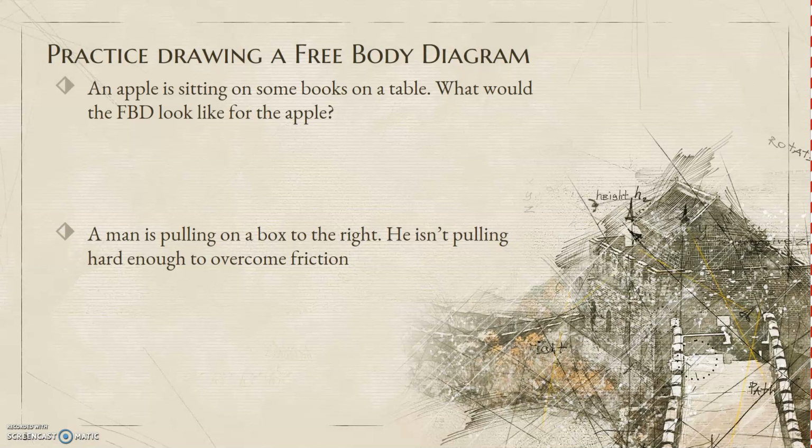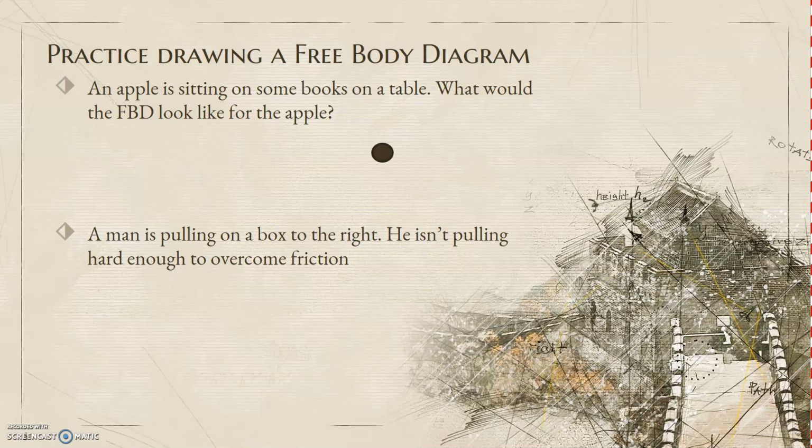Now, I want you to practice these in your notebook. An apple is sitting on some books on a table. What would the free body diagram look like? A man pulling a box to the right. He isn't pulling hard enough to overcome friction. So pause the video and do that. All right, you should have just paused it. If you haven't, please do so.